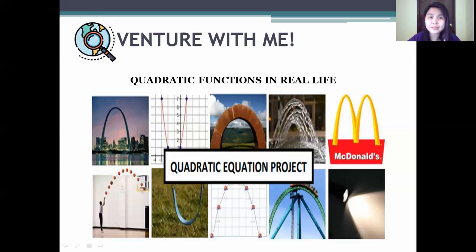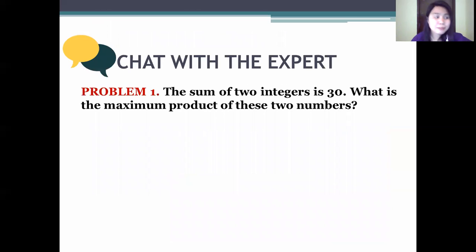Now let's start with the first problem. In problem number 1, it says, the sum of 2 integers is 30. What is the product of these 2 numbers? Now, what is missing? The 2 numbers are missing. We don't know what the numbers are, so let's represent them. Let x be the first integer, or the first number. If the sum of 2 integers is 30 and the first is x, how do we write the second number?